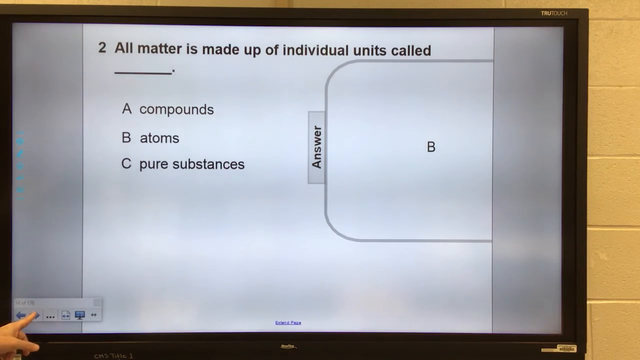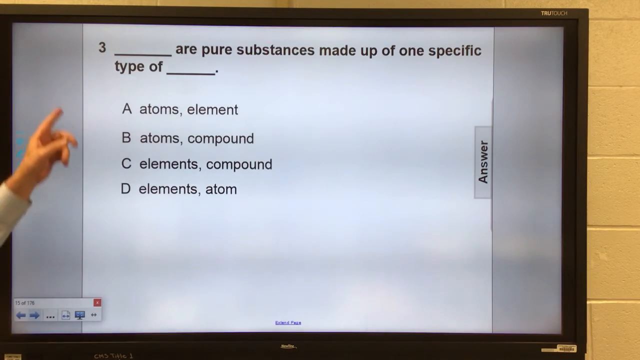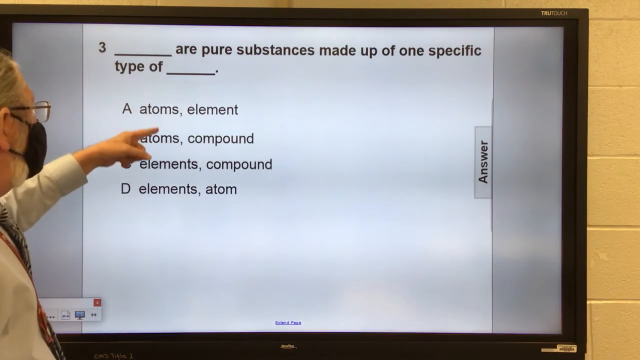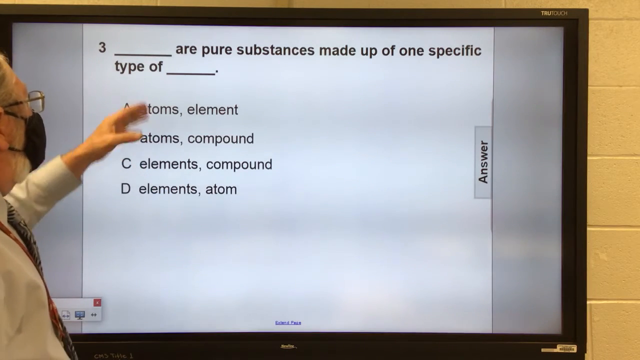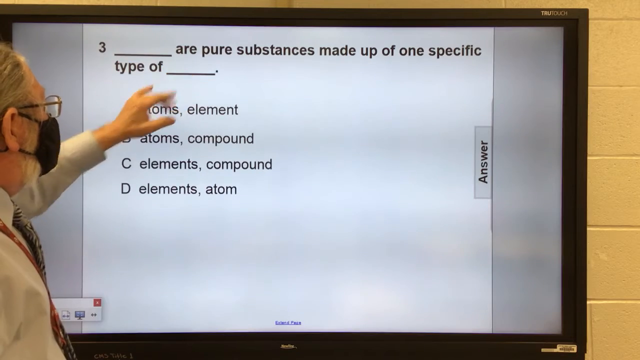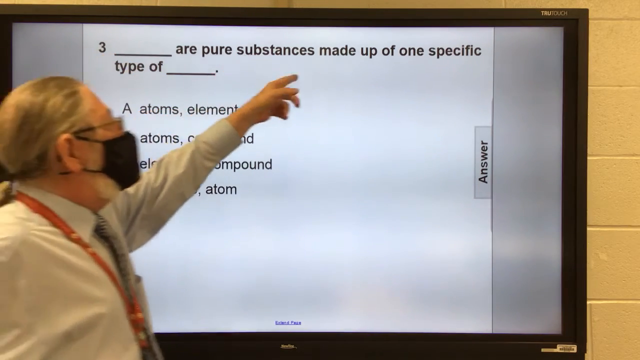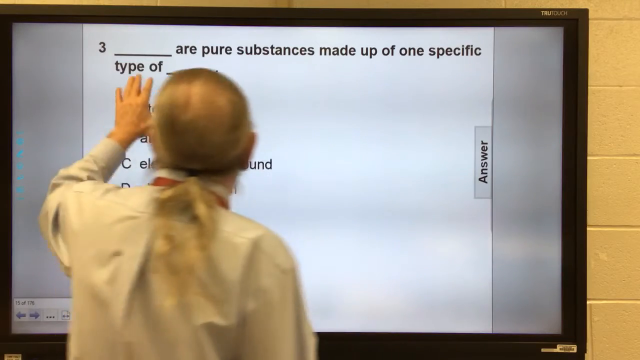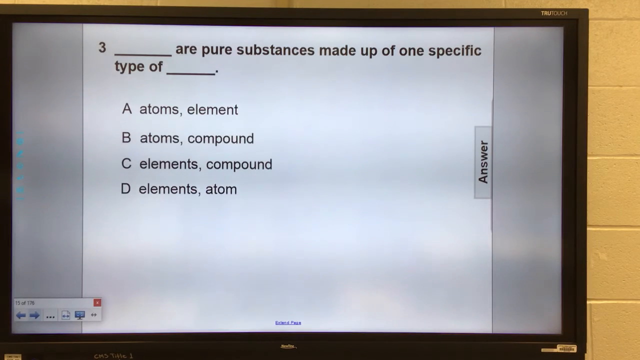Okay, let's move on here. Let's take a look right here. Okay, so we've got two words in each answer. So one of these is gonna fit here, and then the other word's gonna fit here. So let's get it in which order. Something are pure substances made up of one specific type of what? Ooh, that's a hard one. One specific type of what?